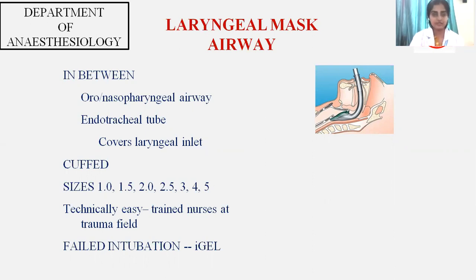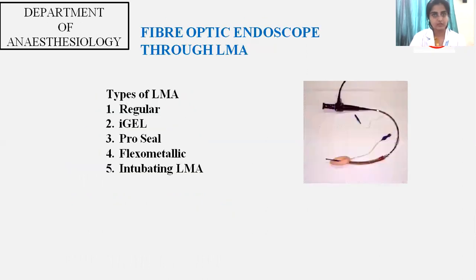And when is it used? It is used in cases of failed intubations. We can use second generation laryngeal mask airways, that is BIHER. Now, there can be certain procedures which can be carried out through LMA. Fiber optic endoscopy is one of them. Now, which are the different types of LMA? You have regular LMAs, iGel, ProSeal LMAs, flexometallic LMAs, and intubating LMAs.